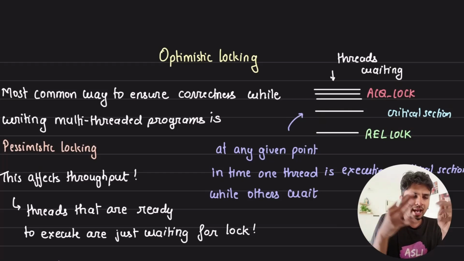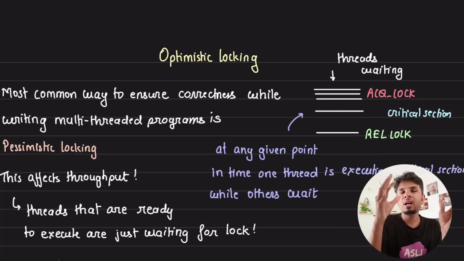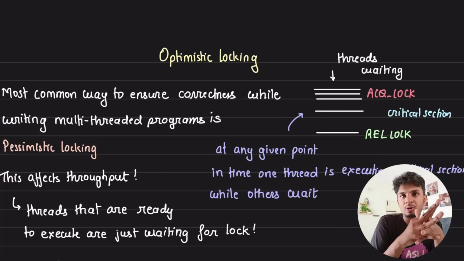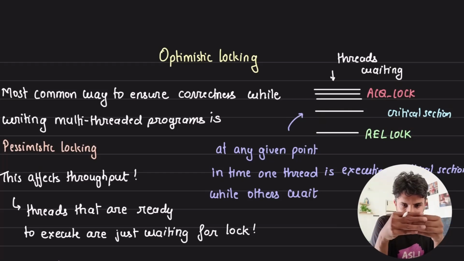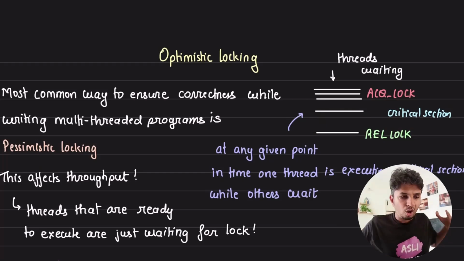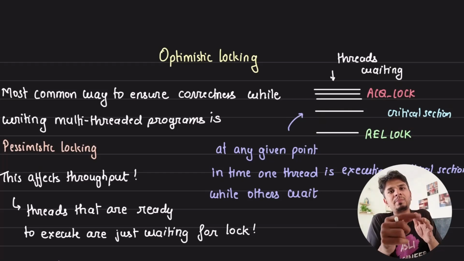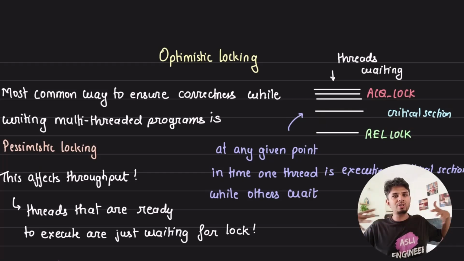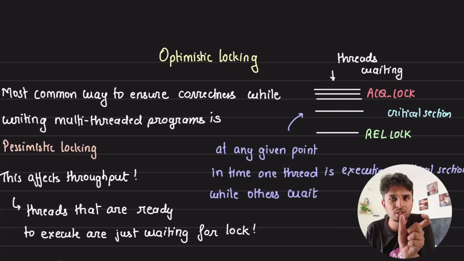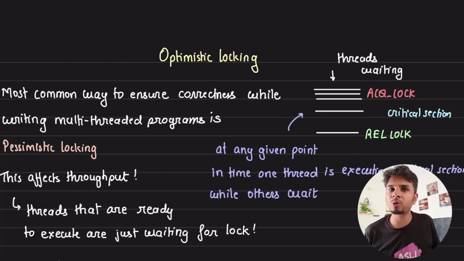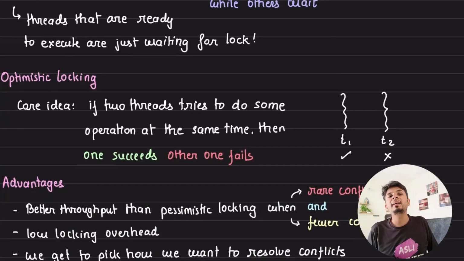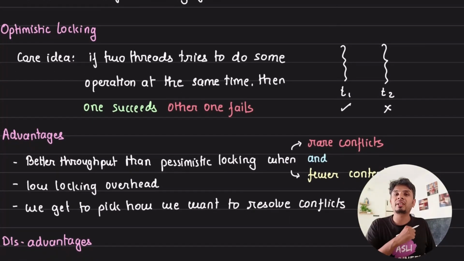Now imagine you have a severely high number of threads, all trying to execute the same critical section. Only one of them is succeeding while the others keep waiting. So although you would want to leverage a high number of cores, this one choke point is severely affecting the throughput of your system. This is where optimistic locking comes in.